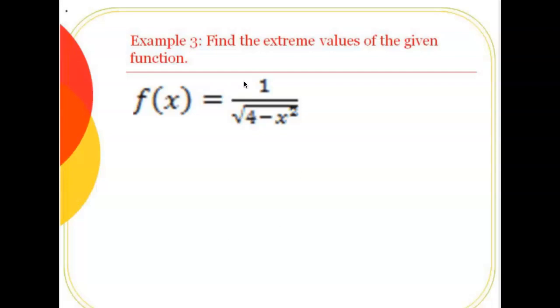In example number 3, it says find the extreme values of the given function. What you'll notice about example number 3 is we don't have a restricted domain. So without a restricted domain, we have to determine the domain on our own. And we know that the domain of a square root is restricted to being positive values. And we know that something in our denominator cannot be 0.